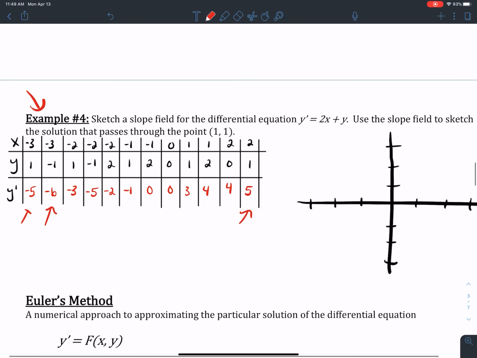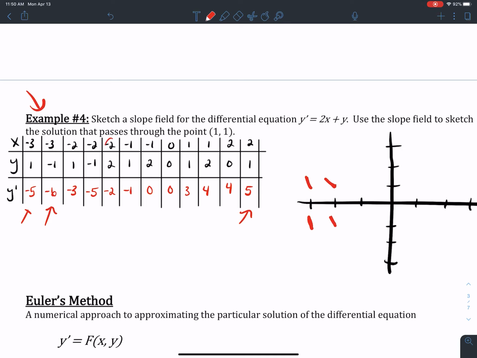So at -3, 1, there's a slope of -5. I'm going to make that pretty steep because it's the second steepest slope that I have. Then at -3, -1, that should be even steeper in the negative direction. -2, 1, we have a slope of -3. And again, I'm just trying to comparatively make these more or less steep. So at -2, -1, that's a pretty steep -5. Then we keep moving on.